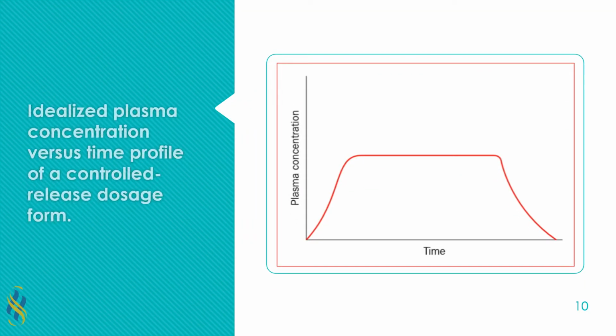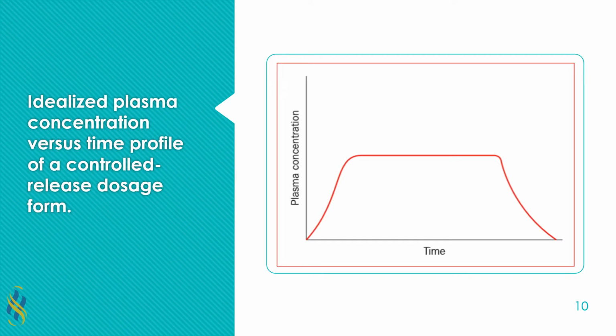This figure shows an idealized plasma concentration versus time profile of a controlled release dosage form. Here you can see that once the drug was administered, it reached its Cmax, but this Cmax was delayed for a very long period of time. That means the maximum concentration of the drug would be available for a prolonged period of time, and it is actually achieving a steady state concentration until it gets excreted out and eliminated from the body. So this curve is flattened over here rather than a peak.